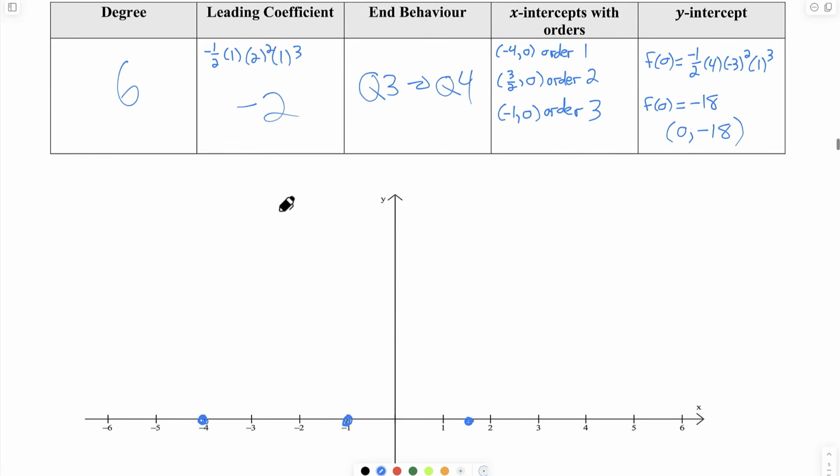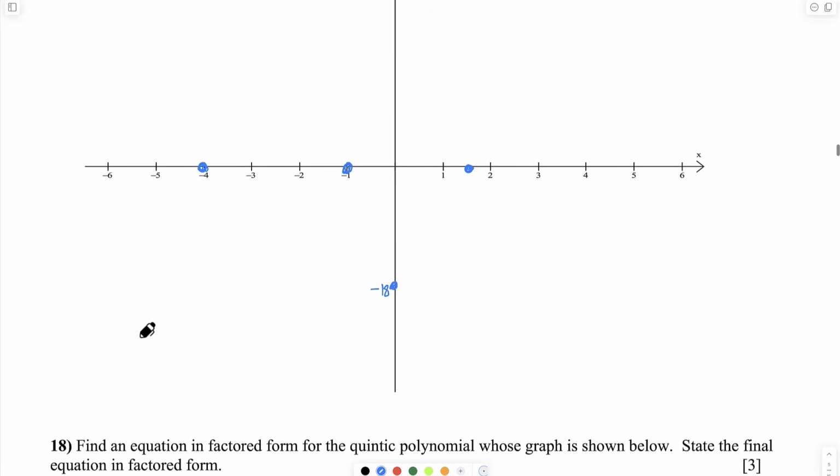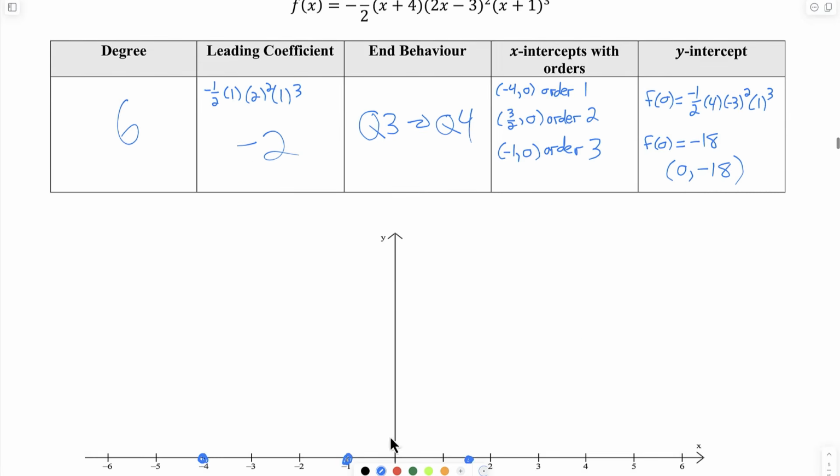It needs to go from quadrant 3 to quadrant 4. So I know I need to start down here and finish down here. And at each x-intercept, I need to make sure, based on the order, to make the correct shape. The order tells me what power function it's going to look like. So order 1, it needs to look like a straight line. Order 2, it needs to look like a parabola. Order 3, it needs to look like a cubic function.